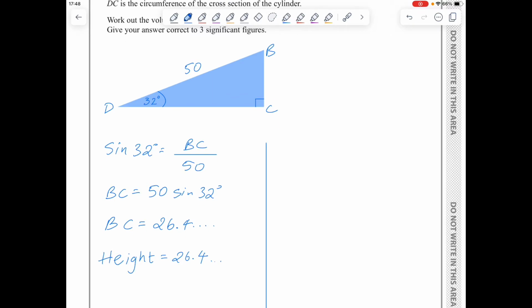Since we know BC, there are multiple ways to find DC. You can either use trigonometry or you can use Pythagoras' theorem. I will proceed with the cos ratio, so cos of 32 degrees equals DC over 50. So if something went wrong with BC, I will still get the right answer here. So DC is equal to 50 times cos 32. Put this on the calculator, the answer comes out to be 42.4 and so on.